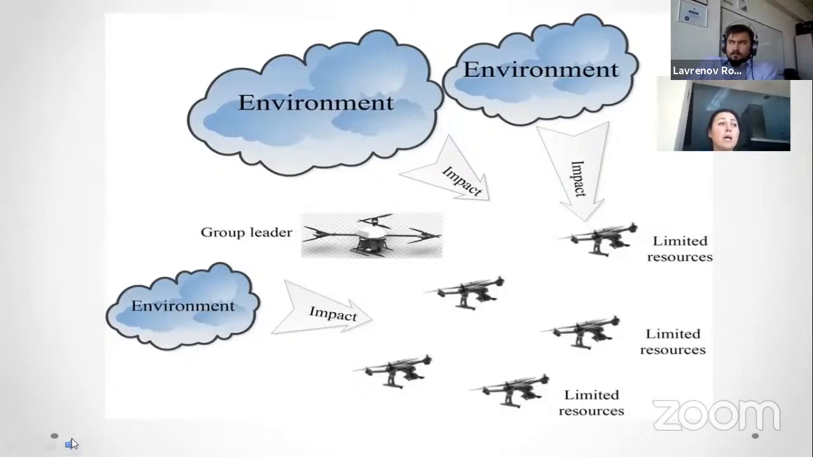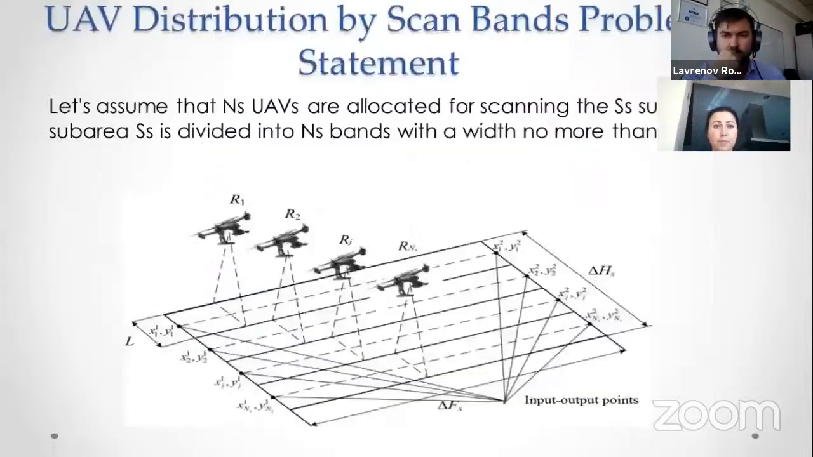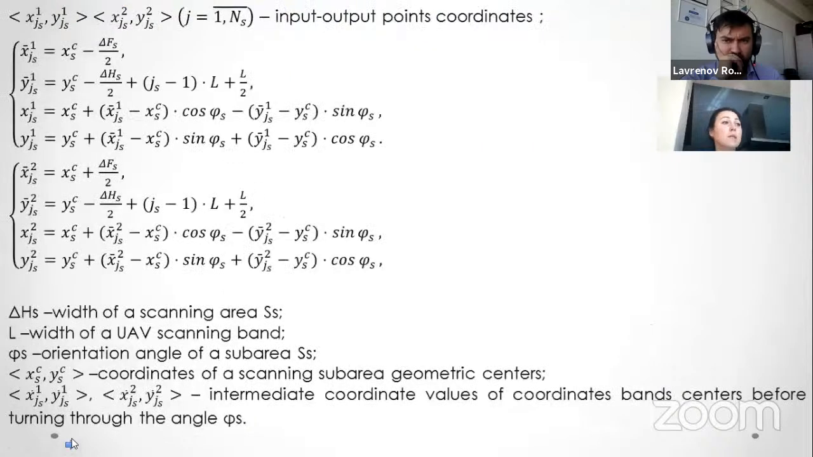In view of the fact that a mobile robot has limited time for problem solving, it is necessary to take into account environmental factors. Otherwise, a situation may arise when the mobile robot is not able to complete the assigned task. Let's consider the stage of UAV distribution by scan bands. This task is to determine a specific scan band for each UAV of the subgroup. As we can see from the picture, a sub-area S is divided into n bands with a width of no more than L. First, it is necessary to determine input-output UAV points for each band. Each band can be determined by two points, as can be seen from the slide. The coordinates of the input-output points are presented on the following slide.